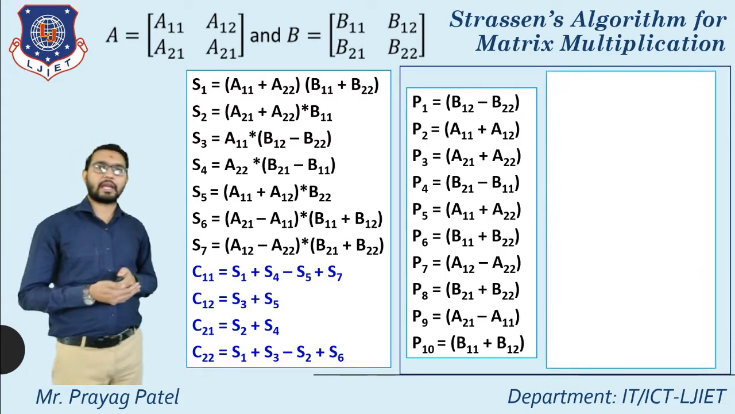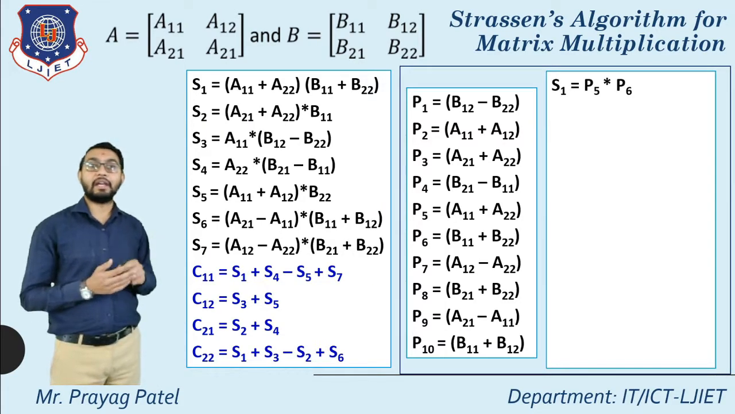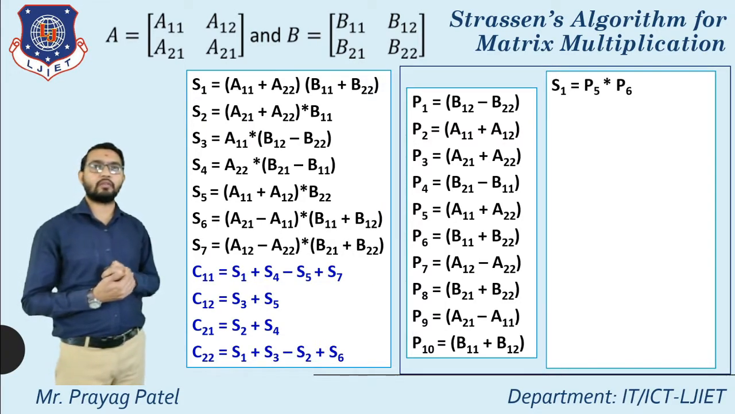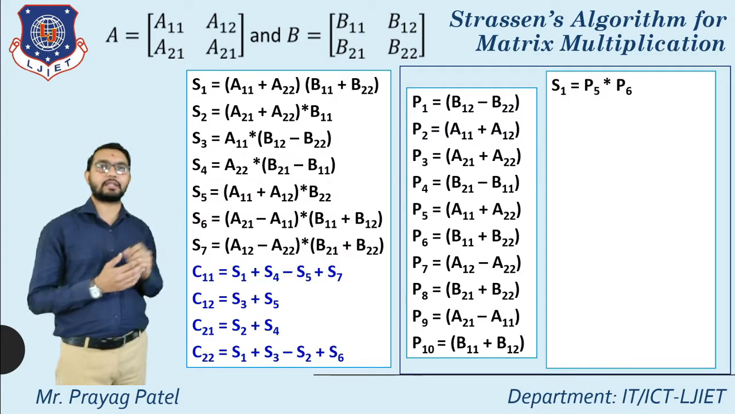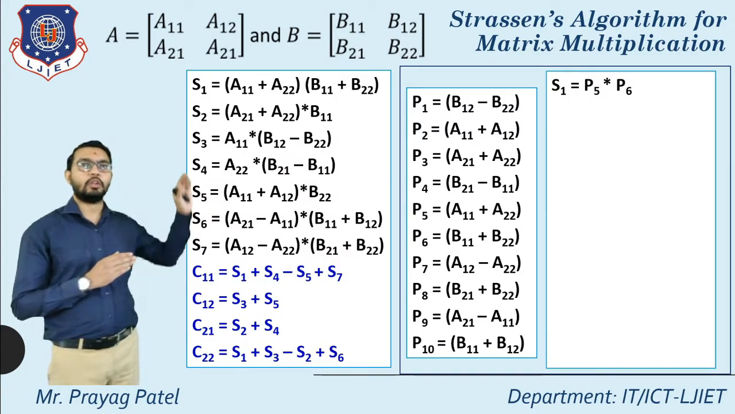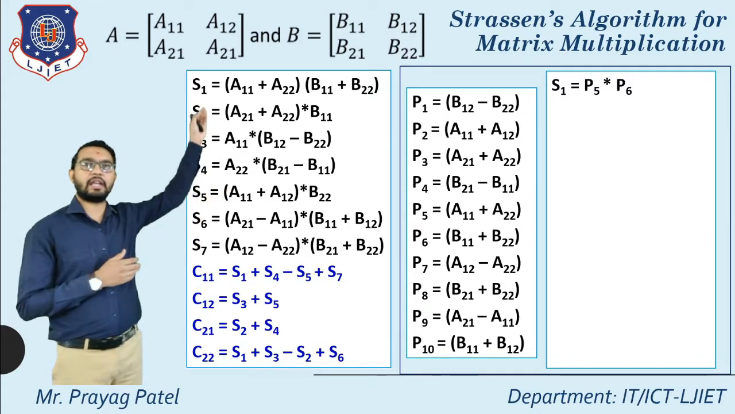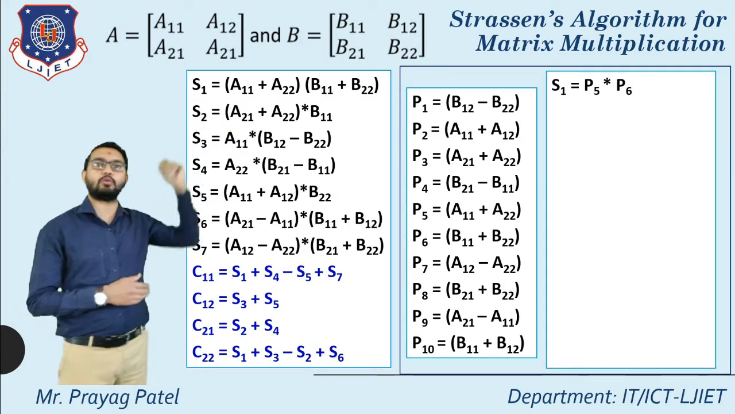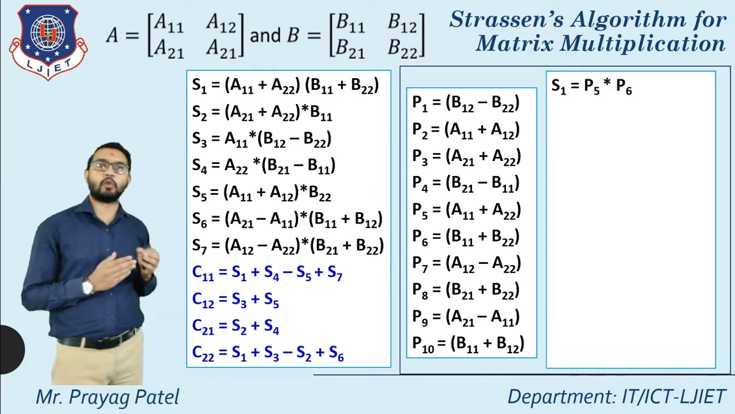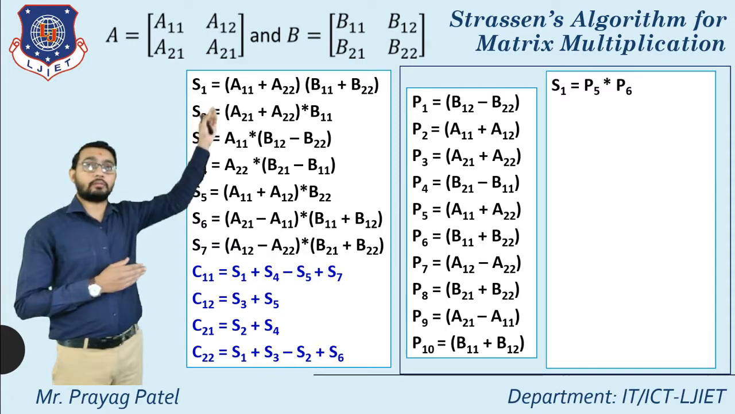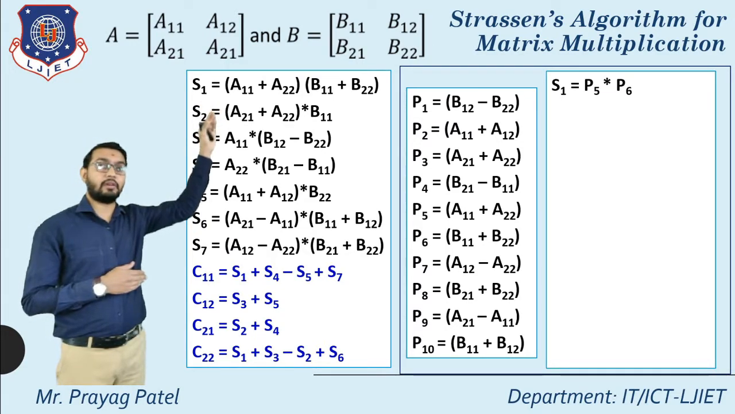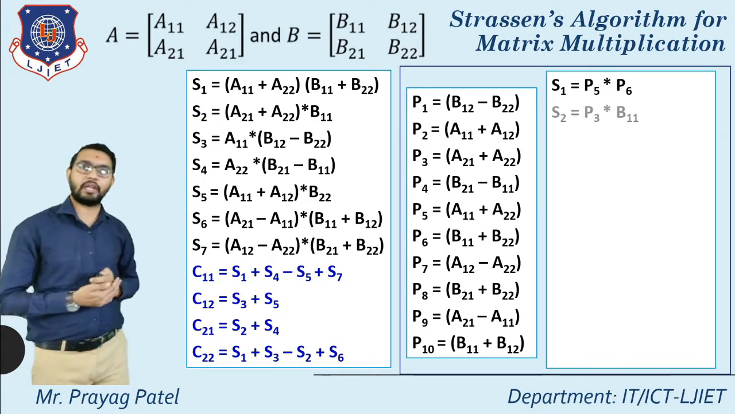Now in the second equation part, first we find P1 to P10, then find S1 to S7. So S1 equal to P5 multiply P6. Simply we can compare these two. P5 means A11 plus A22. So here in S1, the first part is A11 plus A22, multiplied with P6. What is P6? B11 plus B22. So the second part is B11 plus B22 in the S1 equation.